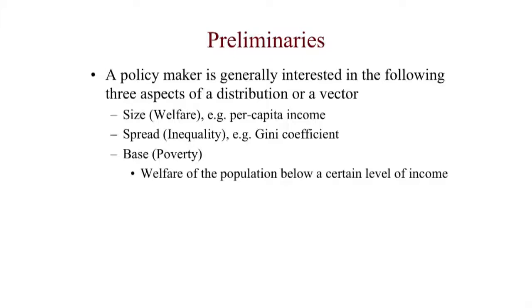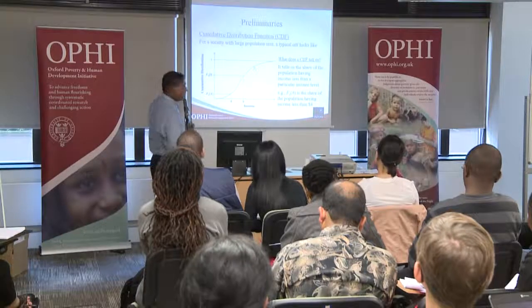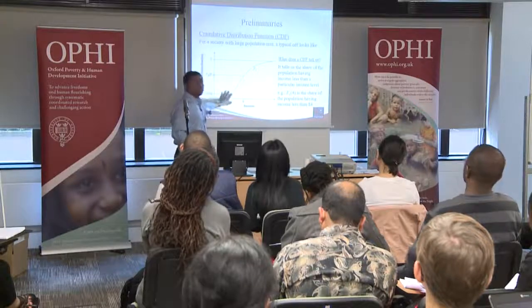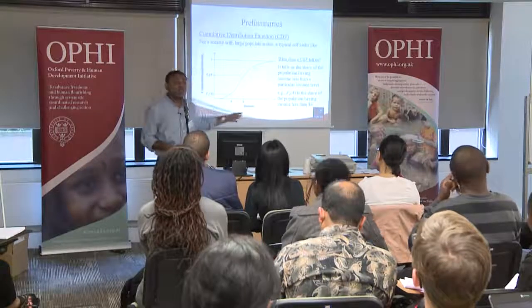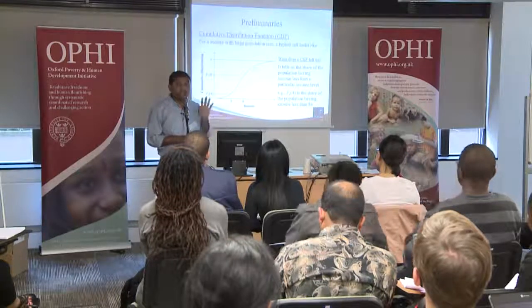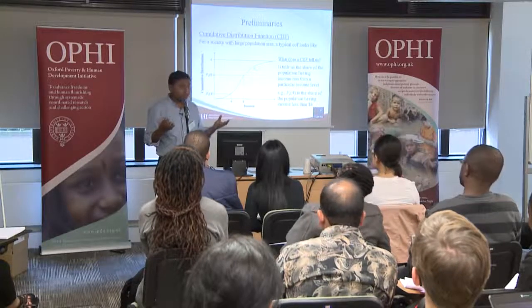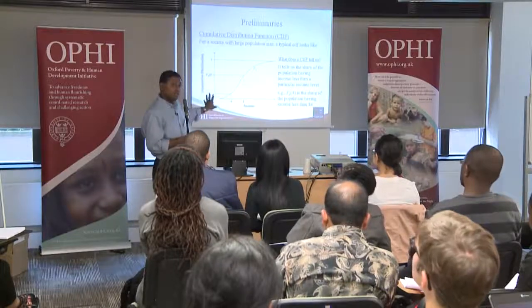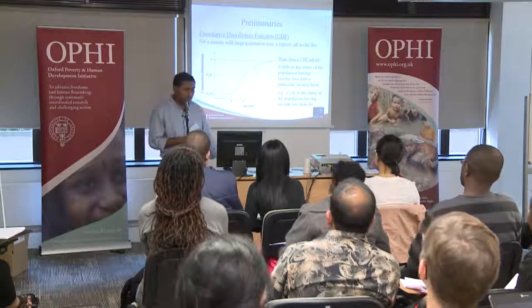Spread: how is the distribution? Is it spread too much or not? If it is spread too much, that means it has a higher level of inequality. And then finally the base of the distribution. That means you focus on the lower end of the distribution. So you have this distribution. For poverty analysis, you just focus on this particular part of the distribution. You are not interested in the entire distribution, because the entire distribution gives you the idea of welfare. So the focus remains on that part. That is called the base of the distribution.